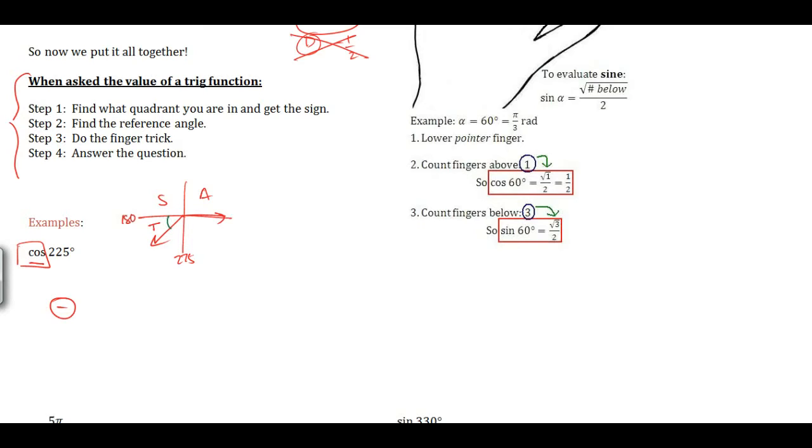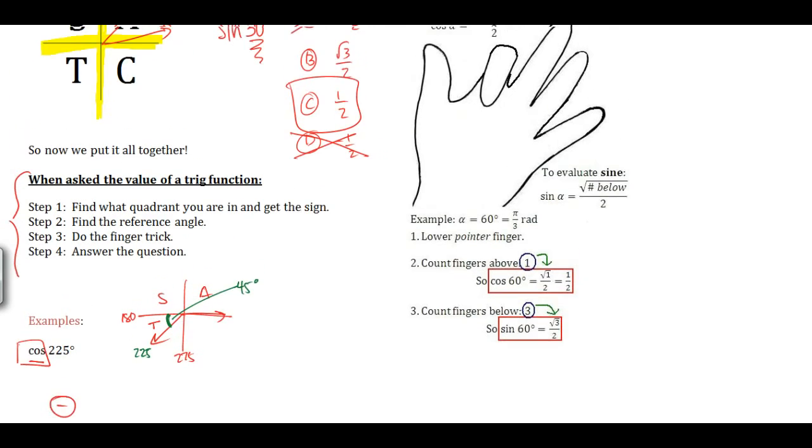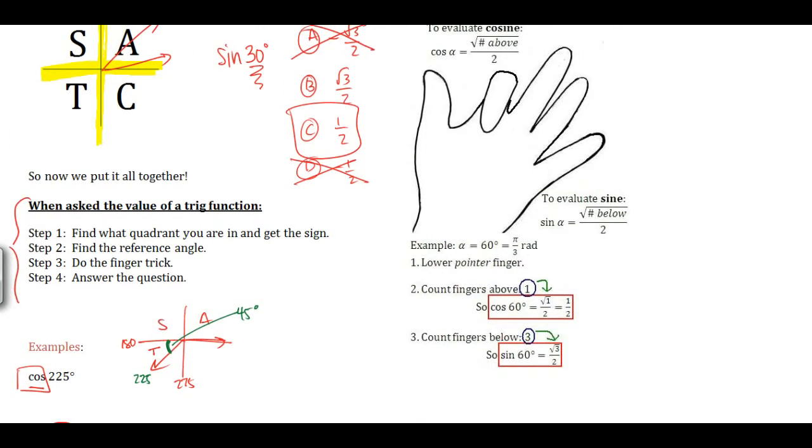So the reference angle is getting me back to the x-axis. So if this is 225, then what's the difference between 180 and 225? That's 45 degrees. And now the cool part. Now you look at your hand. So remember, this finger is 45 degrees. So you fold this guy down, and we're doing cosine, so that's the top fingers. We would have 2 fingers on this side. So the answer would be root 2 over 2.